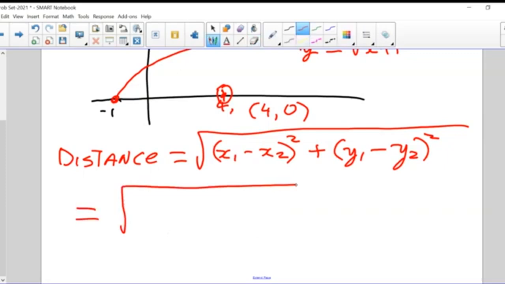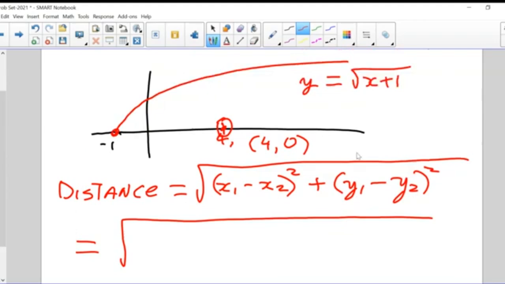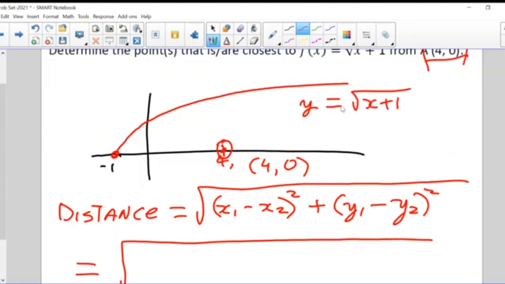Distance equals square root of... What can I use for x1? What can I use for x2? What can I use for y1? What can I use for y2? Let's go with the y1, y2 first. How about if I said for y1 that I was going to use... Remember, look at what y is. Here's what it says y is right here. What am I pointing to? y is the square root of x plus 1. That's what y is, right there.